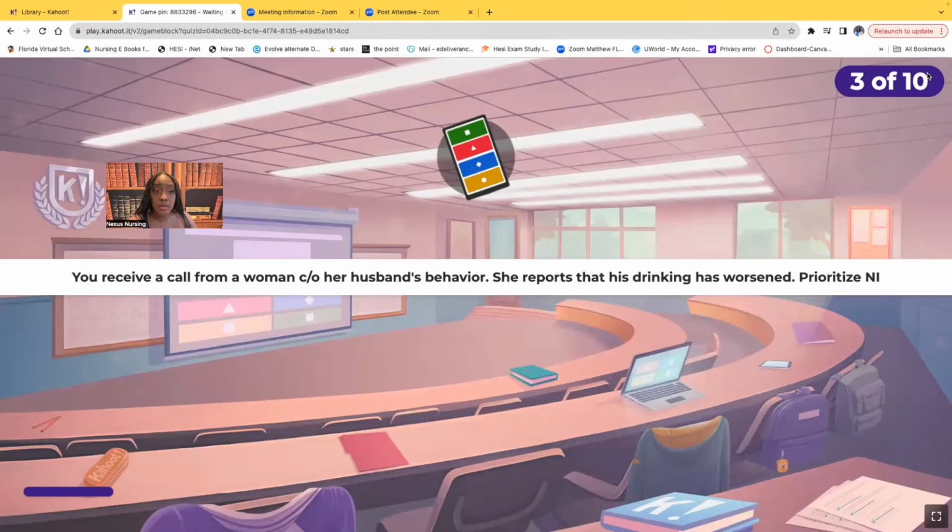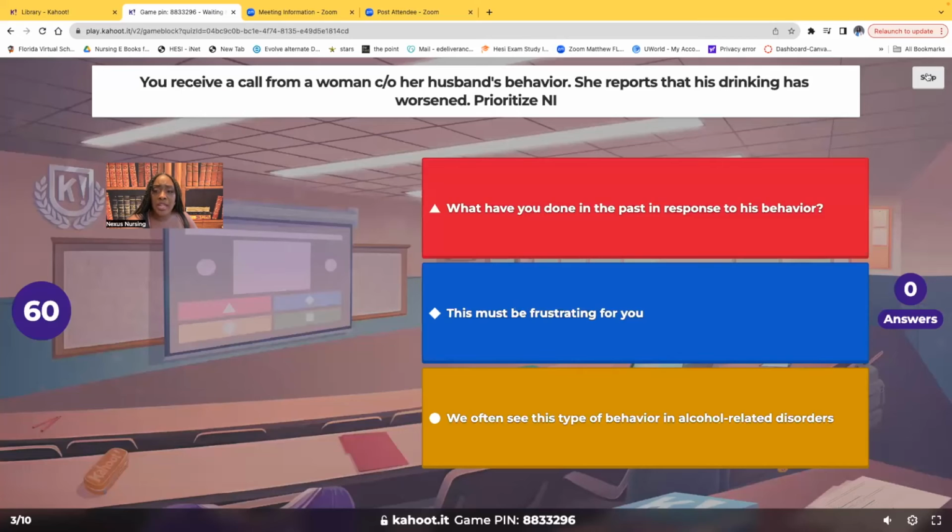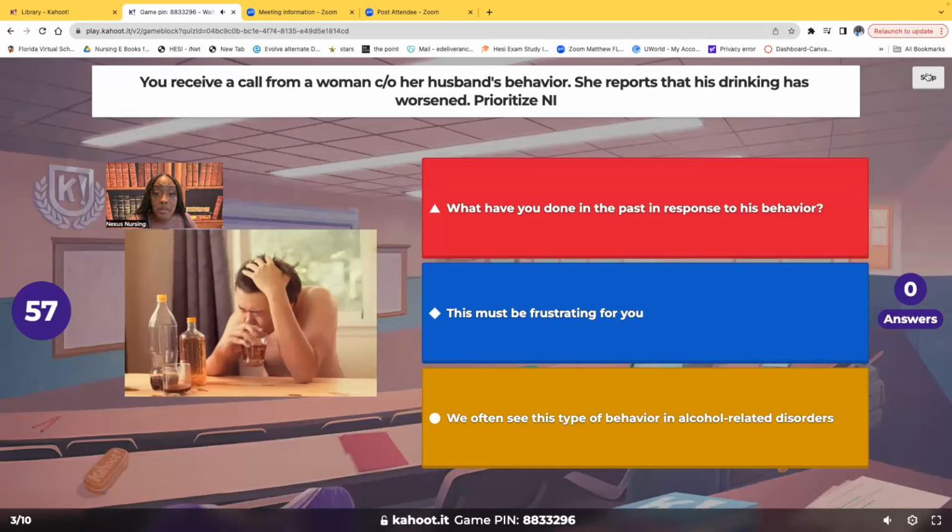All right, this one's a puzzle. You receive a call from a woman complaining of her husband's behavior. He's acting erratically. He's yelling. She reports that his drinking has worsened. Prioritize your nursing interventions. What are you going to do? Take your mouse, guys, and put it in order. This is how it works.